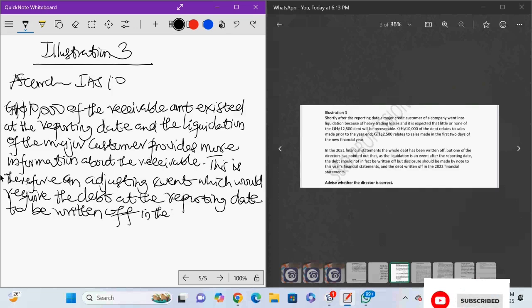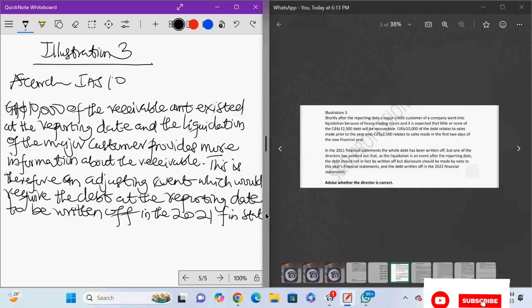In which of the financial statements? So 2021, and 2021 is the current financial statement. Whilst the remaining 2,500, 12,000 minus 2,500, then you get 10,000, right? So the 2,500 did not exist. That one occurred in the current period.